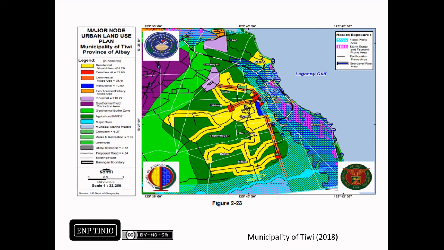A priority decision area we identified in the municipality of Tiwi is the current central business district that can be exposed to projected sea level rise. We determined this through overlaying land use maps and hazard layers. This data and information came from the updated ecological profile.